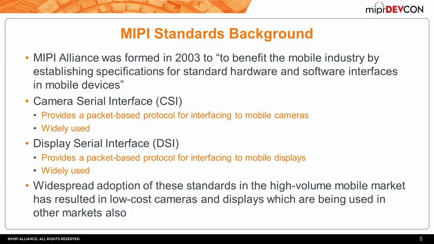This protocol has now become widely used. The cameras in your smartphones and lots of other places are almost all based on CSI nowadays. Same thing in the display space. The display serial interface is a packet-based protocol for taking a group of pixels and transmitting them to the other end. Once again, it has its own packet overhead to manage those packets and provide some timing information. This standard is also extremely widely used.